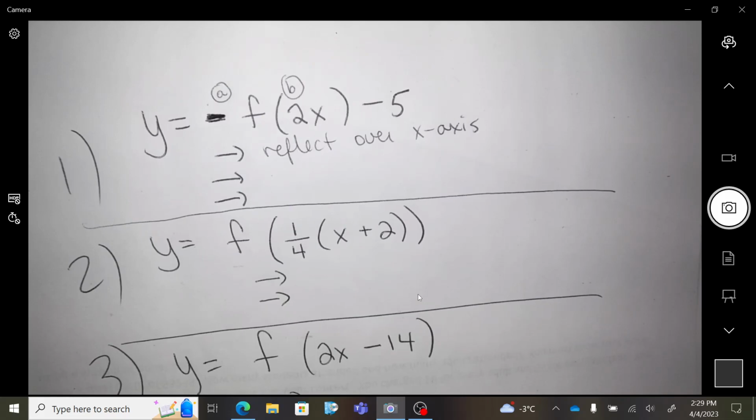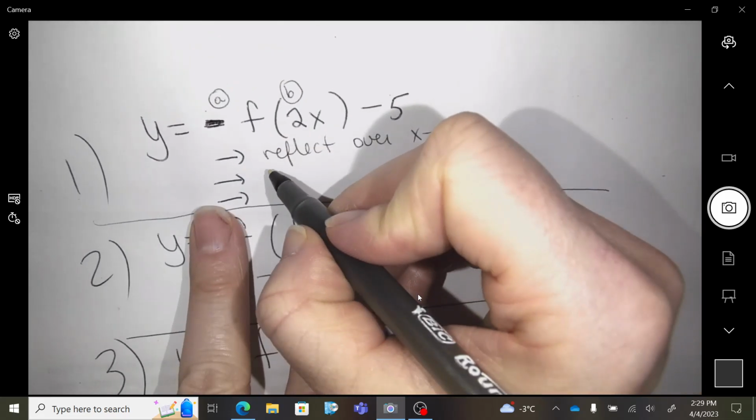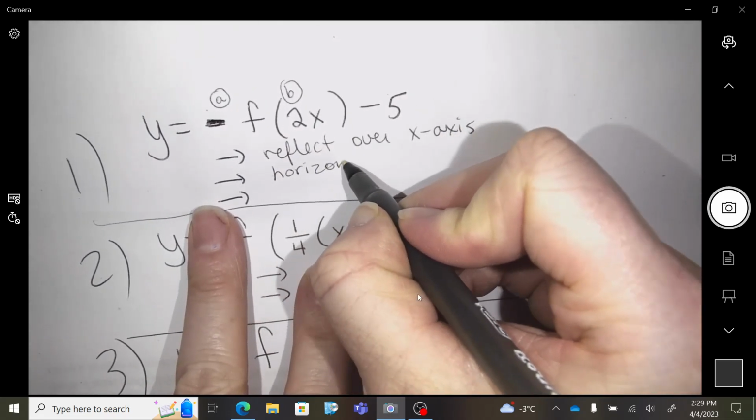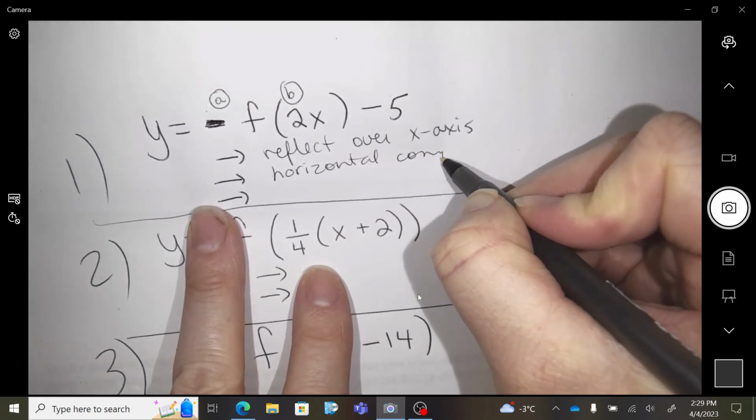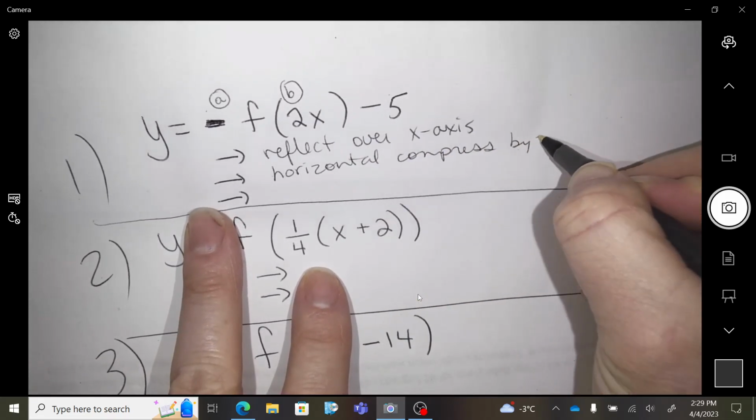Okay. Now, this is a B. This is a B. That is a horizontal compression by 2. 1 out of 3.